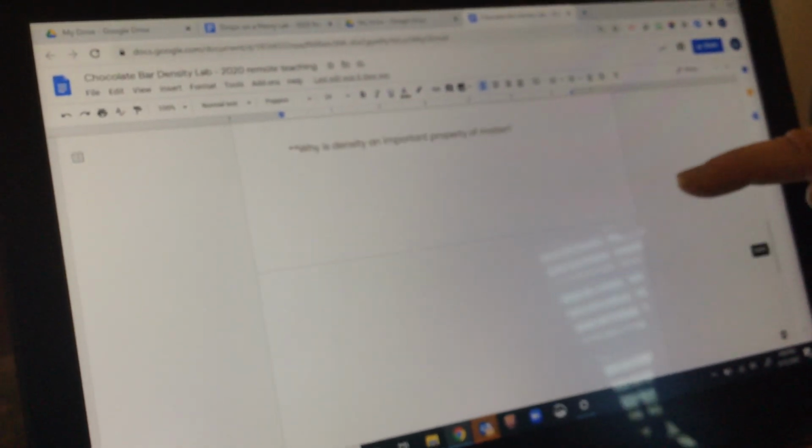Once we've done our lab and talked a little bit about it, you're going to answer the questions: why is density an important property of matter? Why can we use density to identify certain substances?